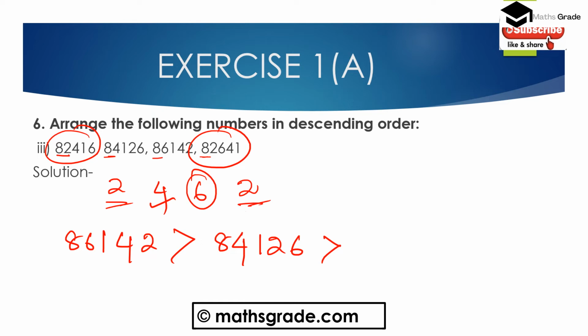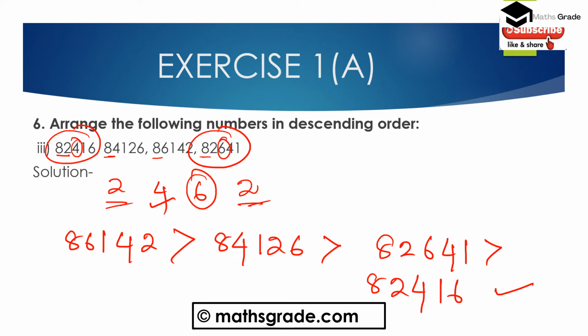Here the 10,000 place value digit 8 and the 1000 place value digit 2, both are equal. Now move to the 100 place value digit. Here the 100 place value digit of 82,416 is 4, and in 82,641 is 6. 6 is a bigger digit. Now 6 is more than 4, so 82,641 is greater than 82,416.